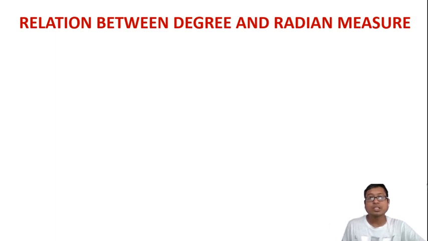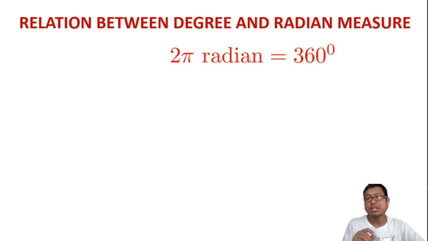Let me talk about the relation between degree measure and radian measure. Twice pi radian is equal to one complete full rotation. This is the relation between degree measure and radian measure. Whenever we don't have any confusion regarding the radian measure, we can skip the word radian. From next time onwards, we will not be writing the word radian. Even if we do not write the word radian, like if I write twice pi is equal to 360 degree, it must be understood that twice pi means twice pi radian.